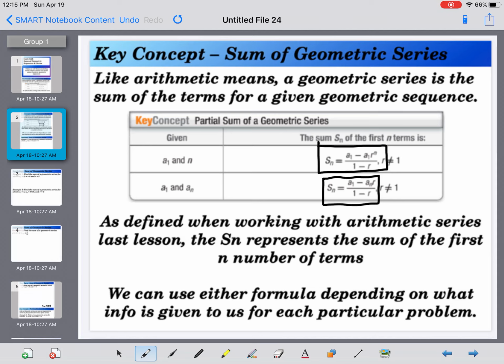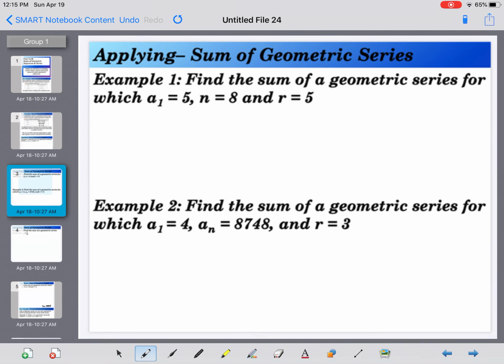You'll notice that one of them uses a sub 1 and the n, while the second one uses a sub 1 and a sub n. So we're really going to have to analyze the information that we're given to determine which formula we want to use. Let's take a look at figuring that out.